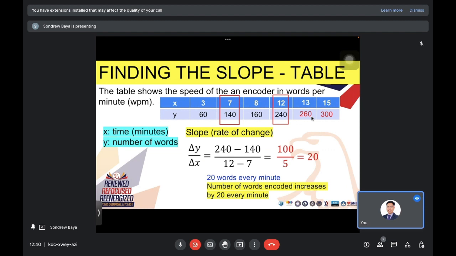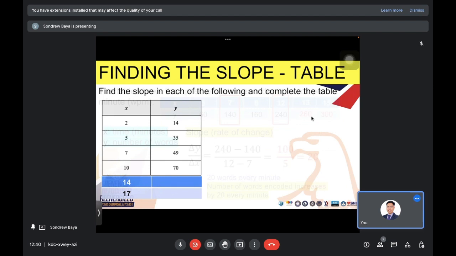You may pause this video, try to copy down notes, or you may try to replay some of the parts. Now, how about if we have this particular example, a table only? You're given a table. So find the slope and complete the table. Now, in this case, we don't know what quantity x is and what quantity y is, but then we are still given the same instruction, which is to find the slope or the rate of change.